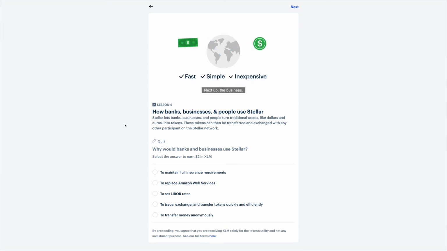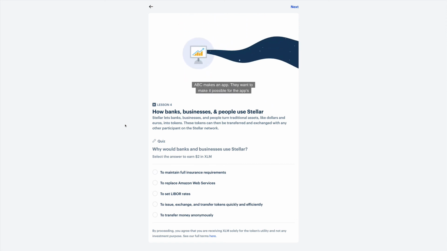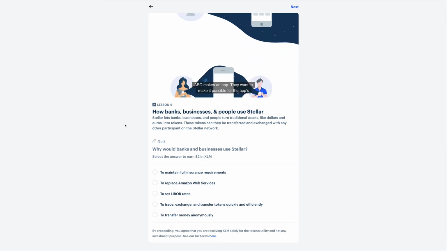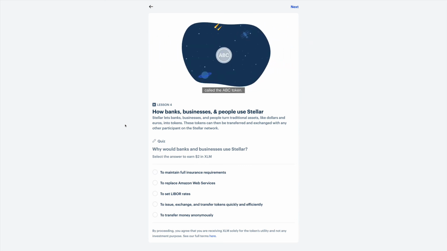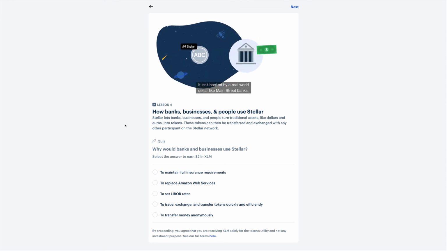Next up, the business. Let's call it ABC Technologies. ABC makes an app. They want to make it possible for the app's users to buy and sell in-game items with each other using a single currency. To do that, they use Stellar to create a new token called the ABC token. The ABC token is, in effect, a new cryptocurrency running on Stellar. It isn't backed by a real-world dollar like Main Street Bank's, but other than that, it acts entirely the same.